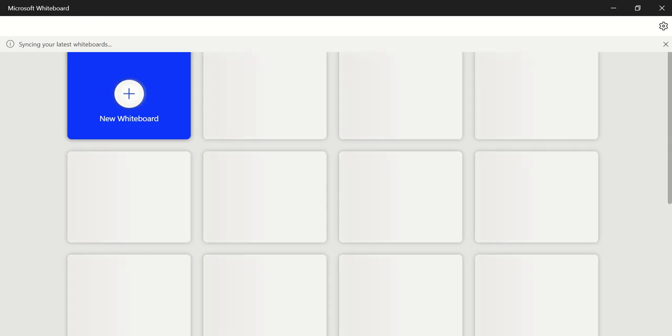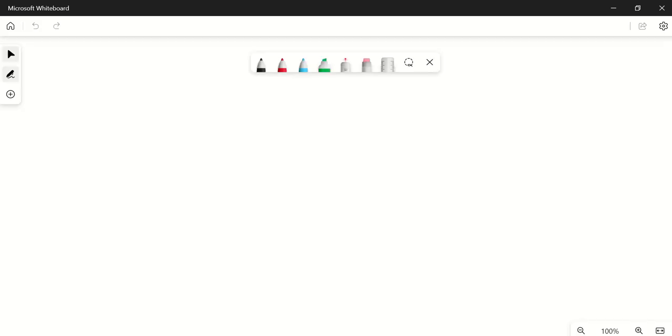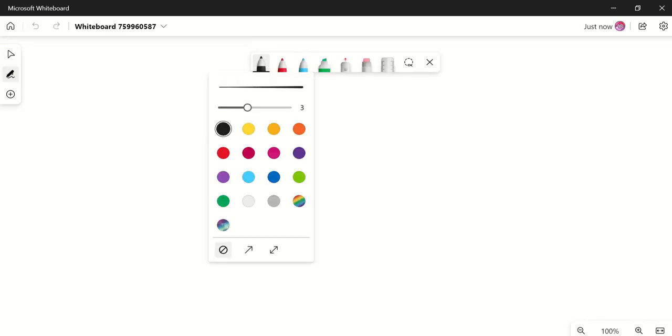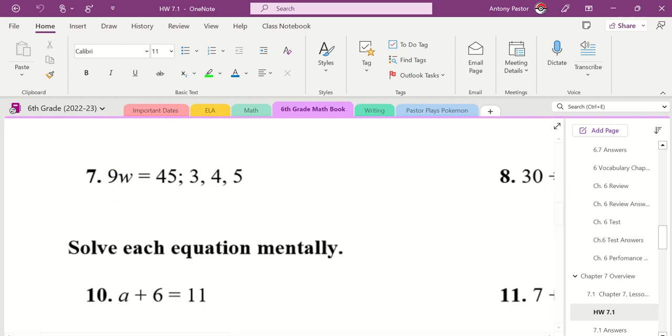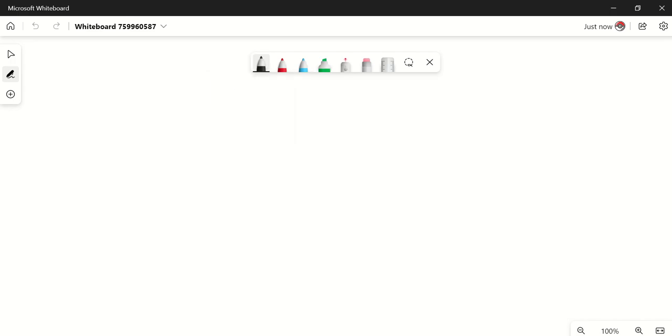Now, let's take it one step further. Now I'm going to teach you guys some other tricks. Here's another homework example, and this is question 7. Last period asked about this. Question 7. 9w equals 45. This is kind of like the question we just did with 5x equals 15. 9w equals 45.